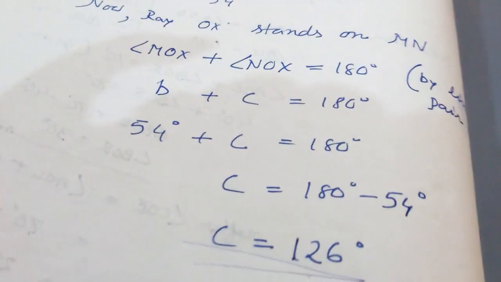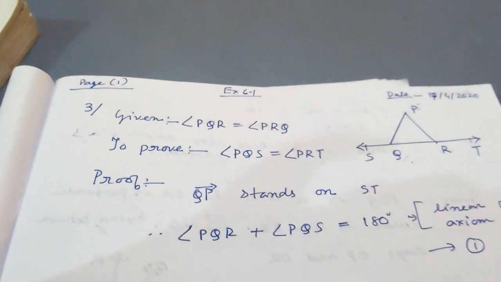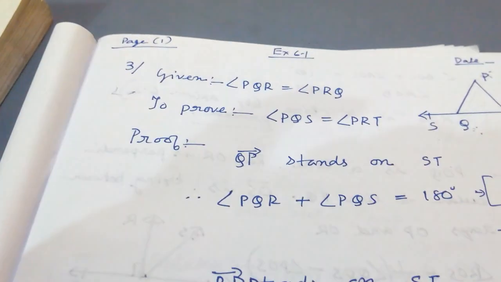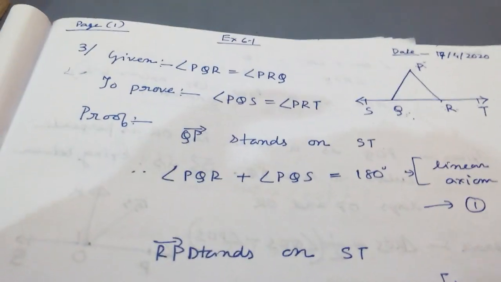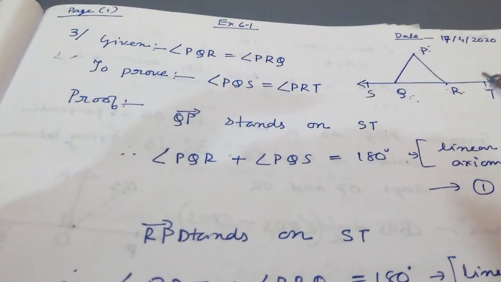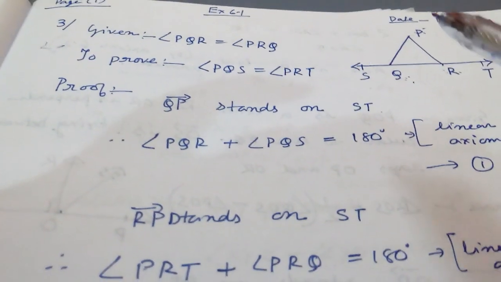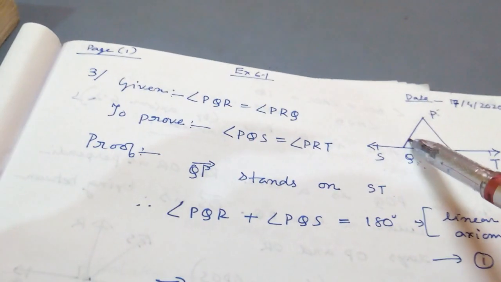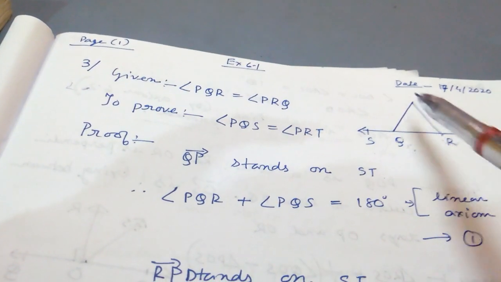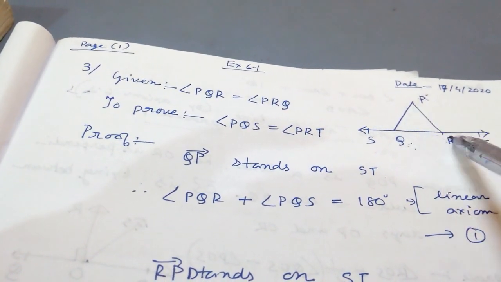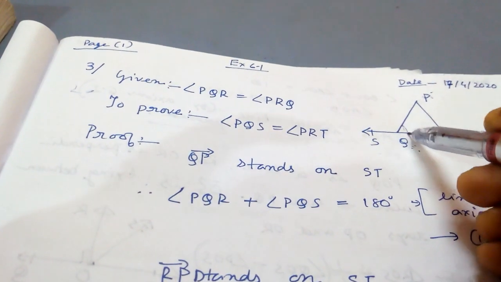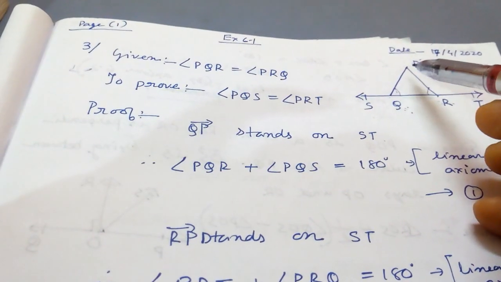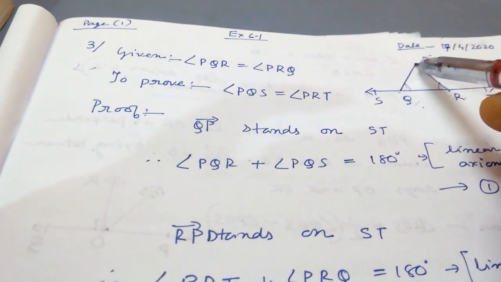Now you can try number 3. If you can't do it, now I do it for you. Now, you draw the diagram, and given that angle PQR and PRQ both are equal. Now we have to prove that PQS is equal to PRT.